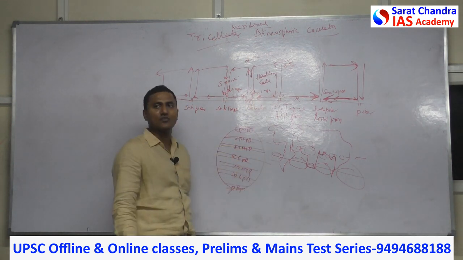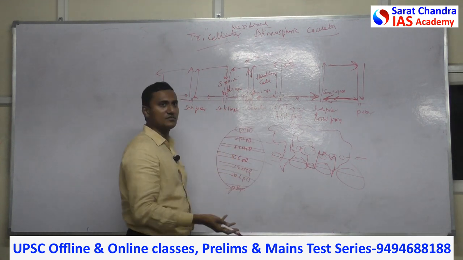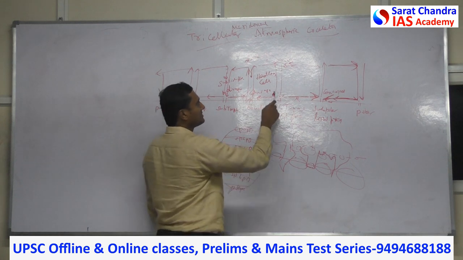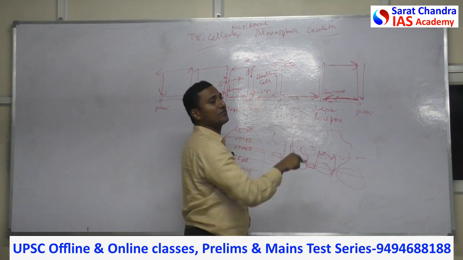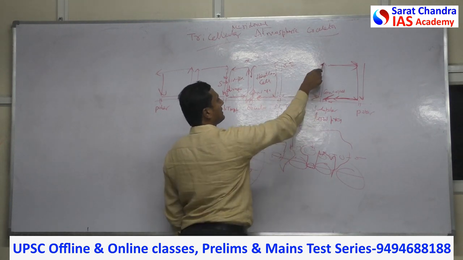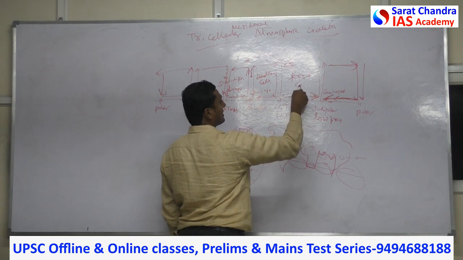Hadley cell, because Hadley found it. One side, if I answer, it's the same first person. Okay. So, Hadley cell. Whereas, this is found by somebody called Ferrell. Ferrell found out that the subsiding will go like this, rise up here, again come like this. This is found by Ferrell. That's the Ferrell cell.